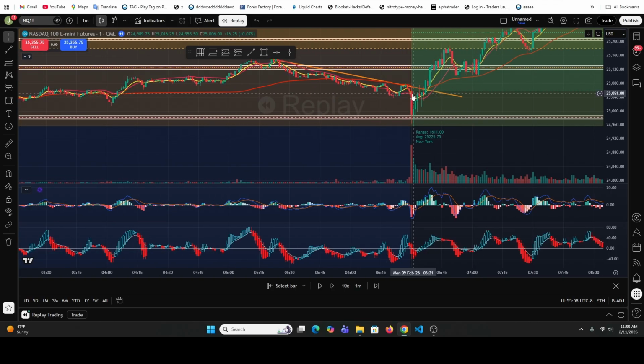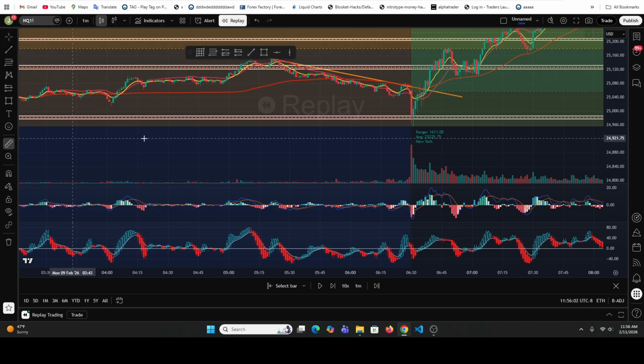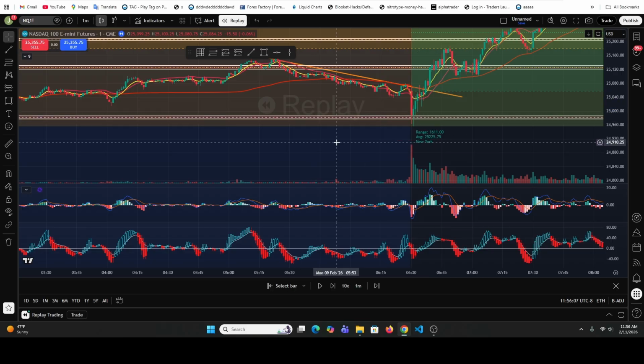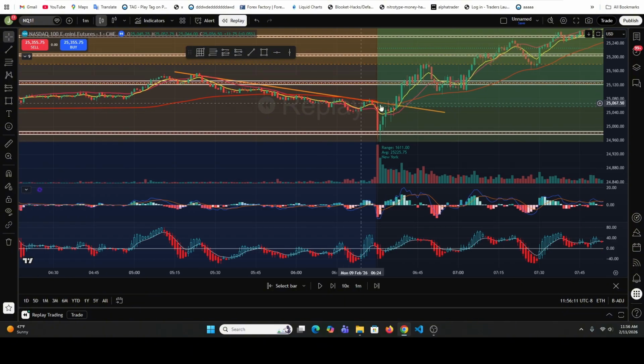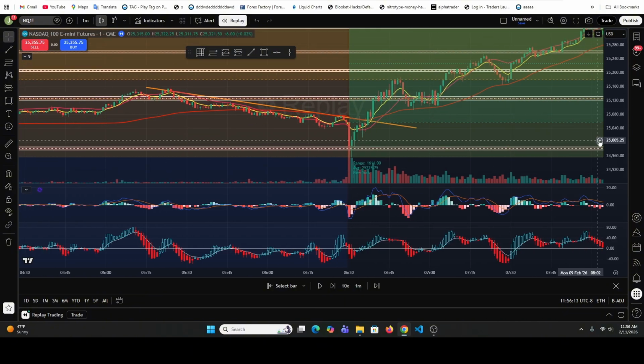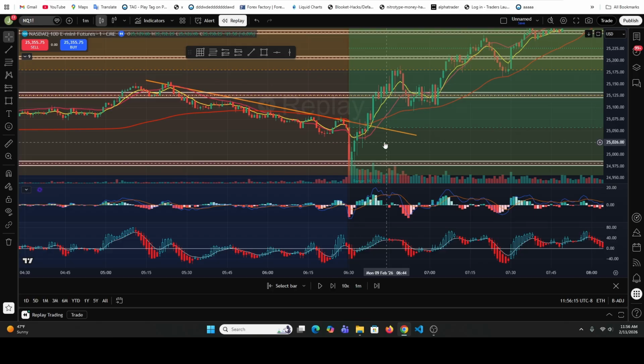Could you have shorted the opening candle? Yes, you can. Have I done that? Yes. How many points is that? That's a pretty significant candle, right? That's 70 points in 1 minute. Okay, but we're looking for the reality of this to be able to take trades and not give ourselves heart attacks. So what do we see happen here?